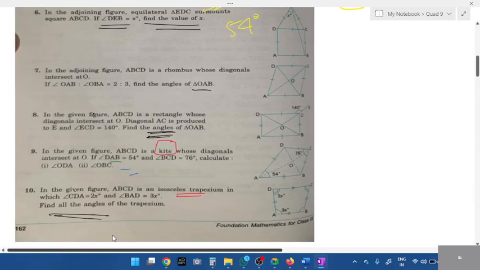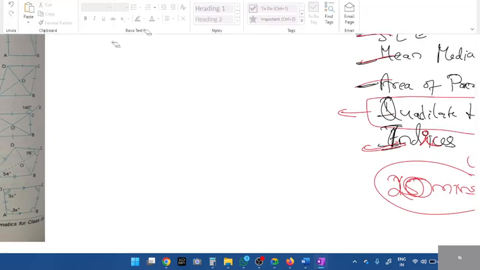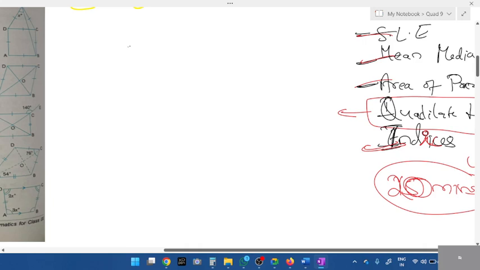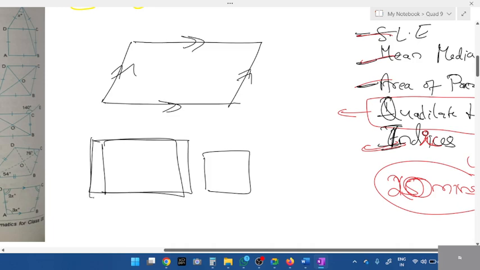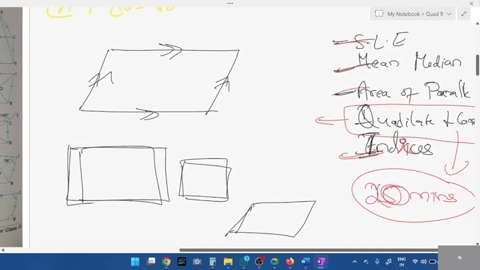Last topic, quadrilateral. Before starting, the basic concept. A quadrilateral has how many sides? A parallelogram has 4 sides, right? How many parallel lines does it have, students? 2 pairs of parallel lines, whether it is a parallelogram, rectangle, square, or a rhombus. How many pairs of parallel lines does it have? 2 pairs.